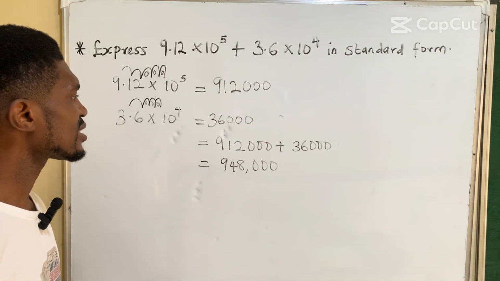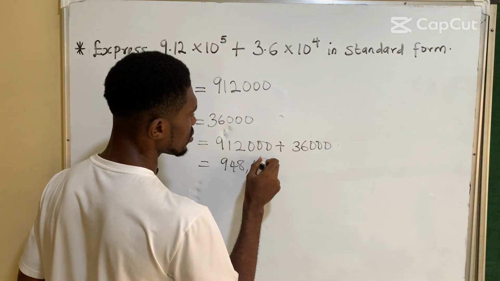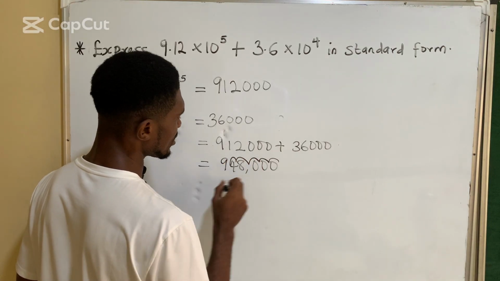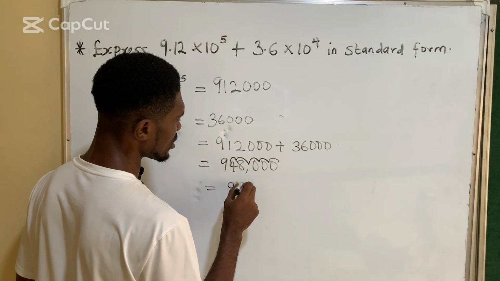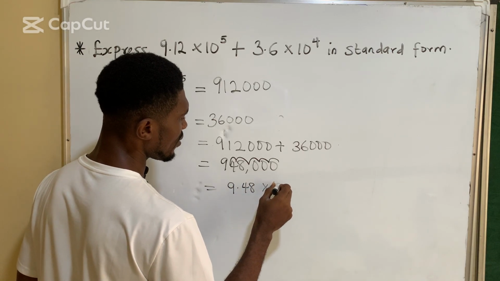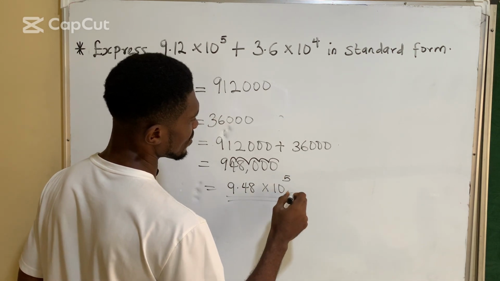To express it in standard form, all we simply do is count 1, 2, 3, 4, 5. That is 9.48 multiplied by 10 raised to the power 5. So this is our final answer.